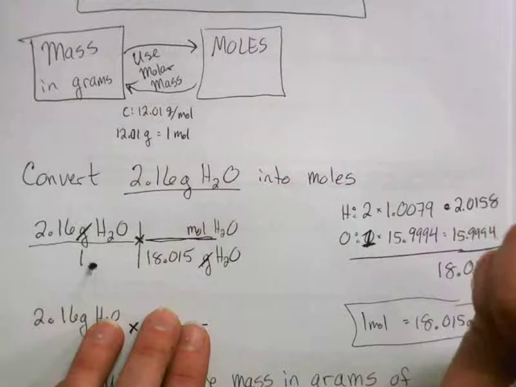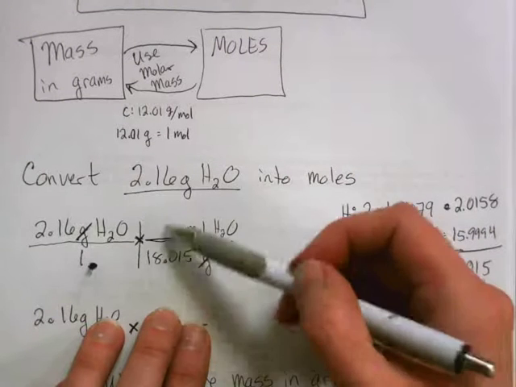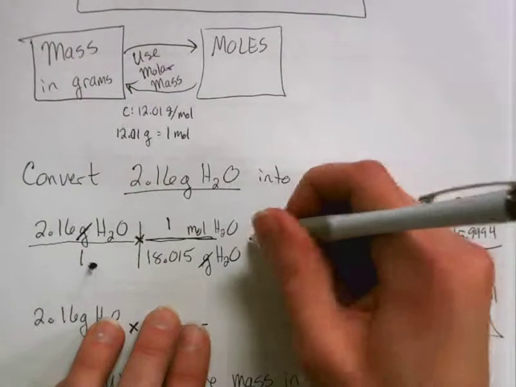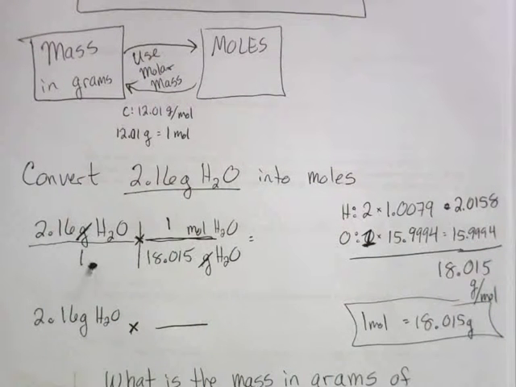This division, that horizontal line there, tells me that these are equalities. They're going to be equal to each other. So 18.015 grams is equal to 1 mole. That's how I set up my work.